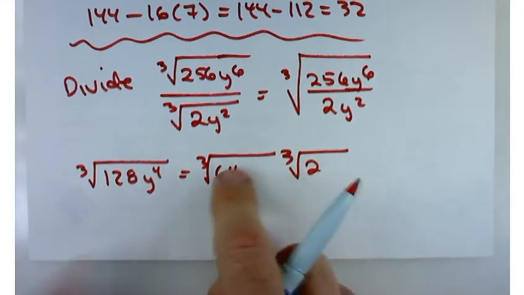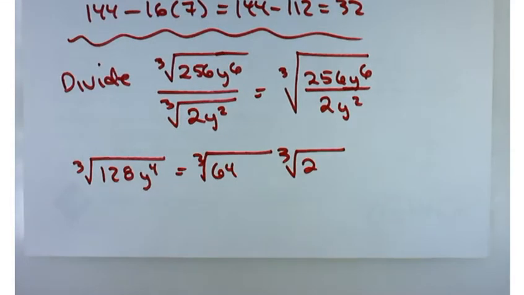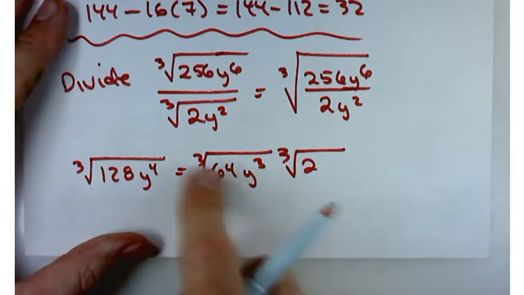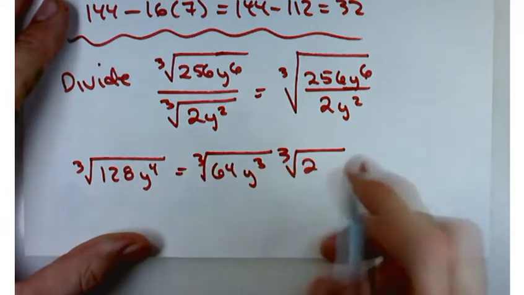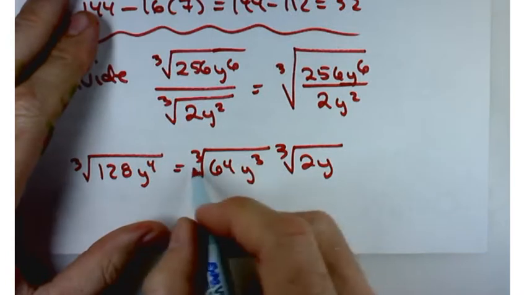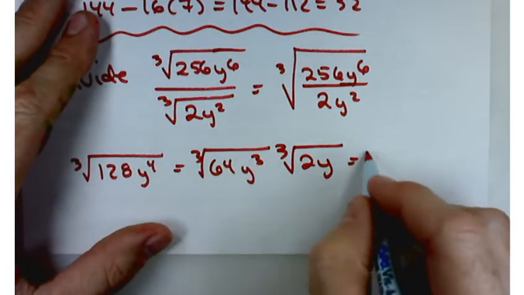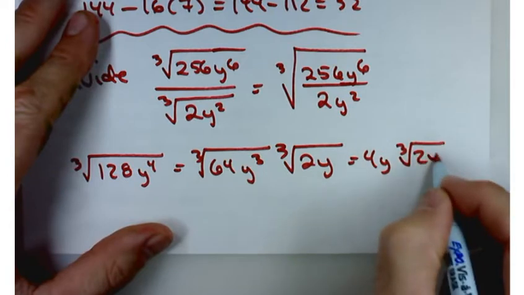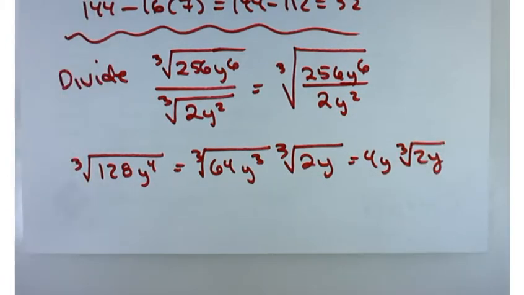How about the variables? What should go there with the variable? Yeah, we want something that's evenly divisible by this index, so that would be a 3 here, leaving you 1 there. Finally, I take the cube root of that. That's going to be 4y times the leftovers, which is the cube root of 2y.